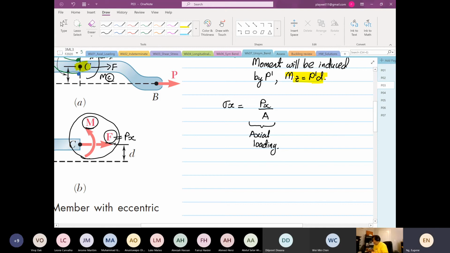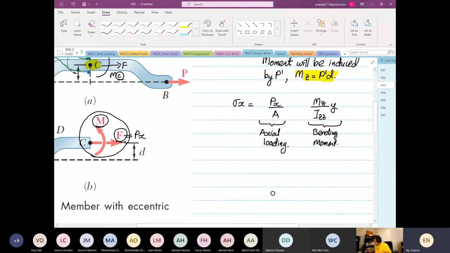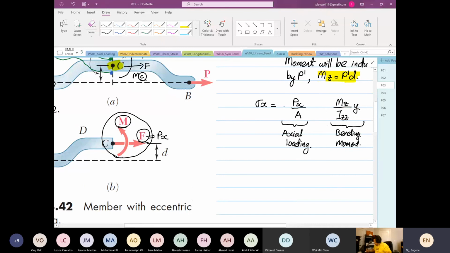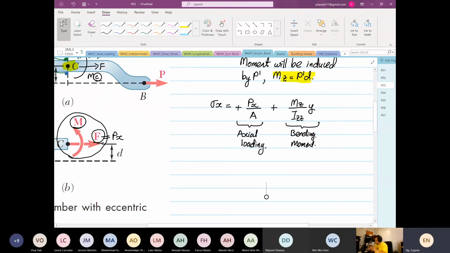And then the next term over there is Mz. So the moment acting on the z-axis, divided by Izz, multiplied by y. This is due to the bending moment. So for this case, what we see over here is equal to plus, and this is also equal to plus. For this case, I just put both plus.